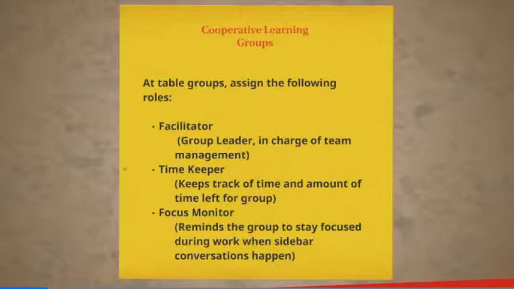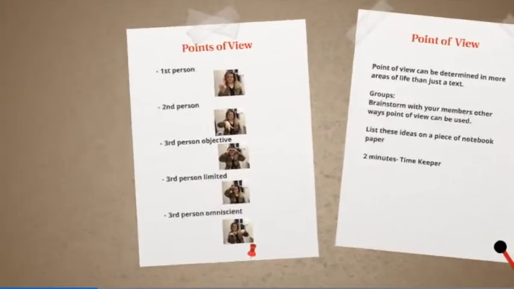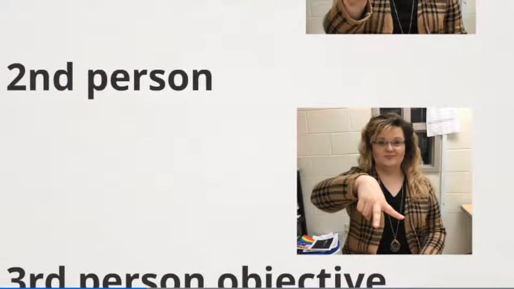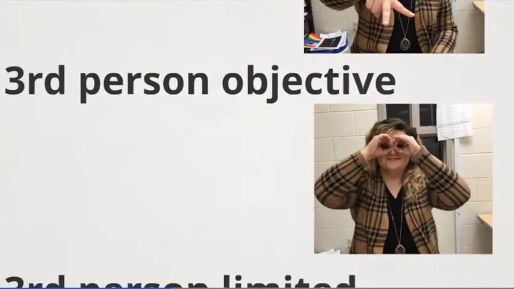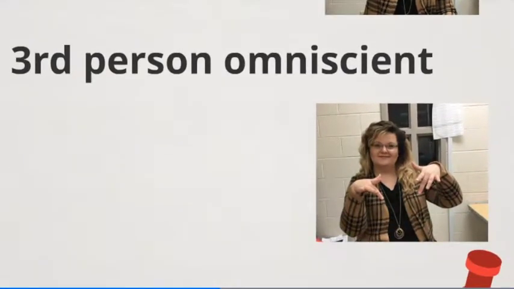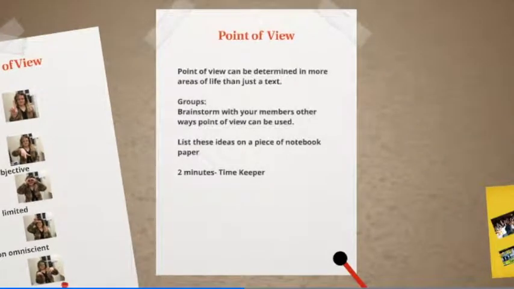Before we begin our cooperative learning group, I would like us to review the point of view actions. Let's go ahead and do them together. First person, I, me, my. Second person, you. Third person, it, he, she. Objective, limited, omniscient. Bravo. I think you guys have been practicing the last couple of days. Very proud.